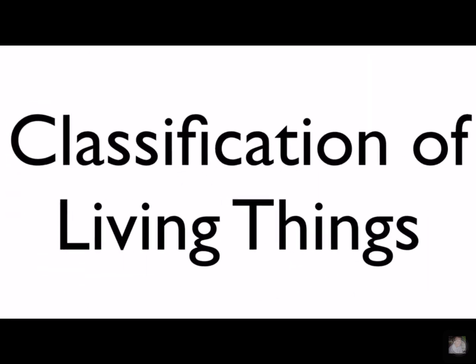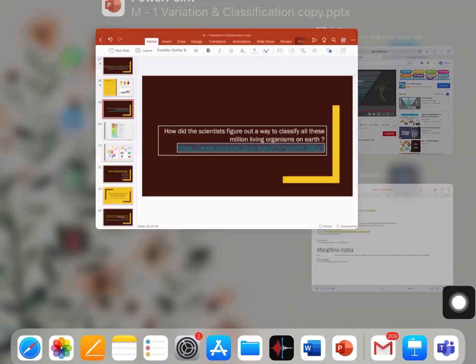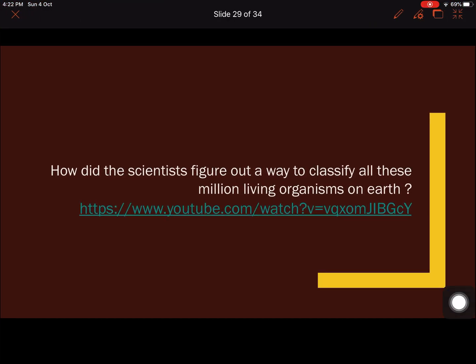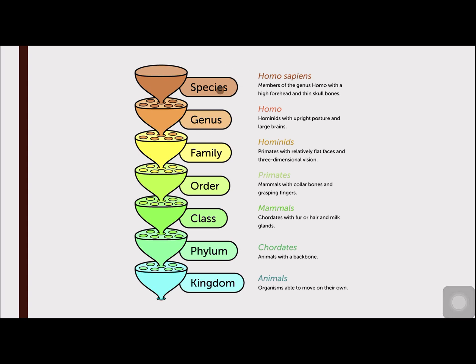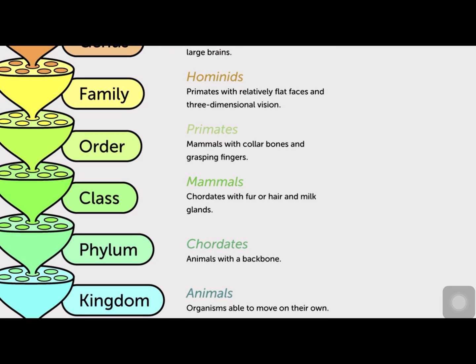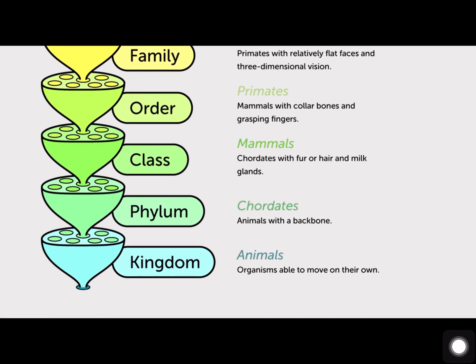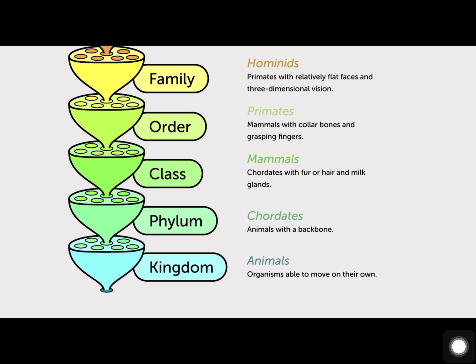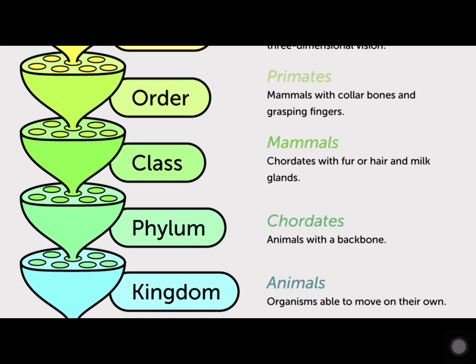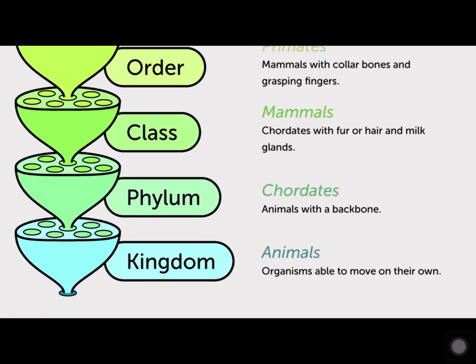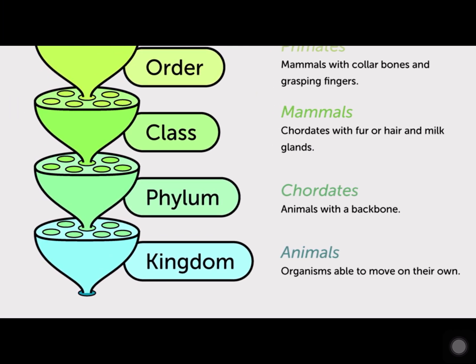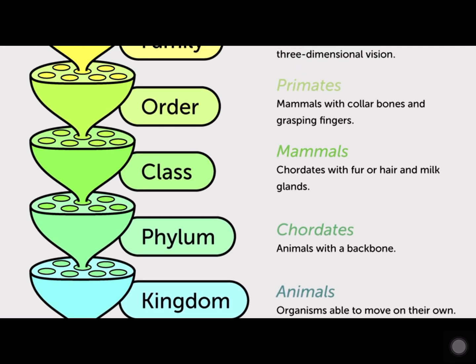Classification of living things. Okay. So, species. So we're going to come from the down part, that is kingdom. In kingdom, animals will come, as we saw in the video right now: organisms able to move on their own. Then phylum, chordates, animals with a backbone.